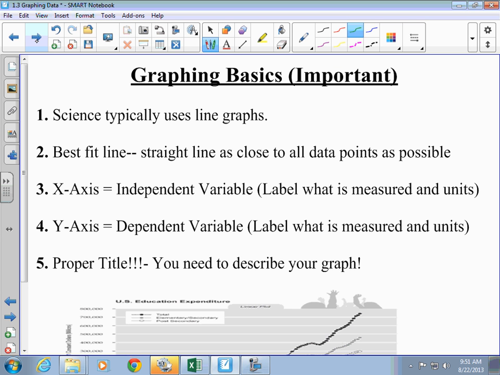Right. Graphing basics. I'm going to walk you through this exact slide when we do the Microsoft Excel spreadsheet. But here's just some very simple, this is the basic of basic graphs. All right.